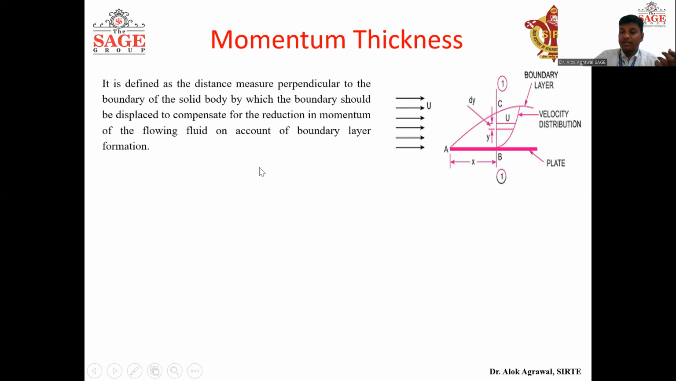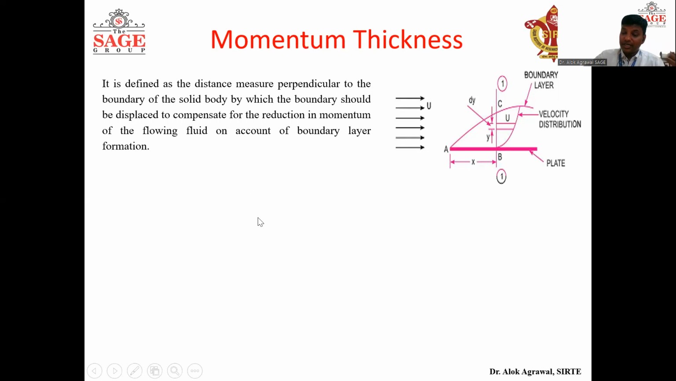Similar to the displacement thickness, because of the presence of the plate, in displacement thickness the flow rate is decreasing. Here again velocity is decreasing, so momentum will also decrease. So the momentum thickness is defined as the distance measured perpendicular to the boundary of the solid body by which the boundary should be displaced to compensate for the reduction of momentum of the fluid on account of boundary layer formation. So in this case, we have to displace this plate in such a way that the reduction in the momentum of the fluid because of the presence of the plate will be compensated.